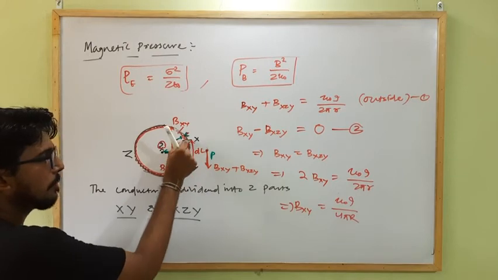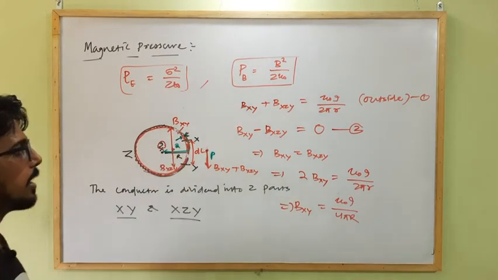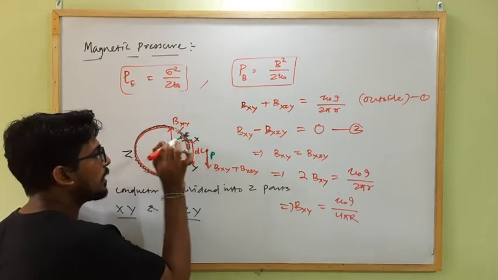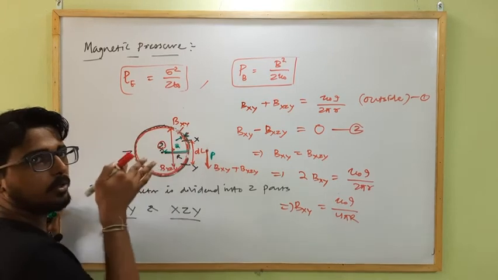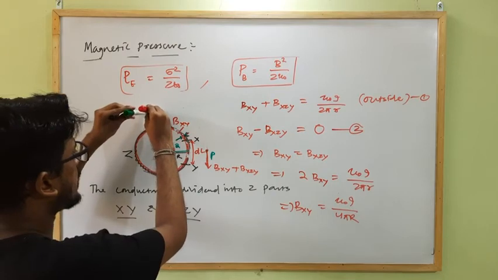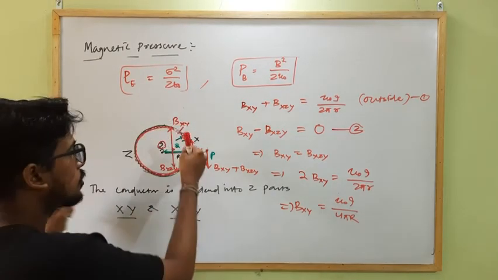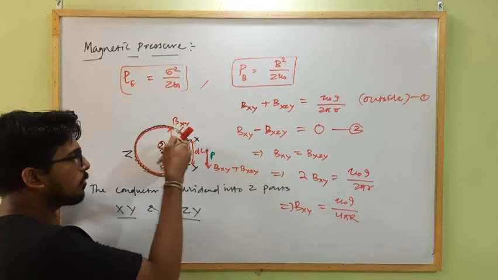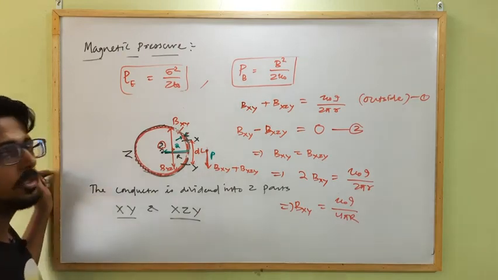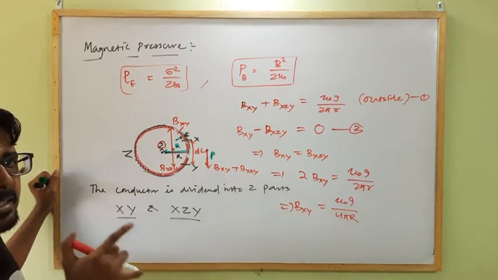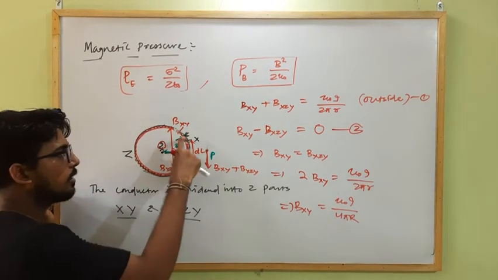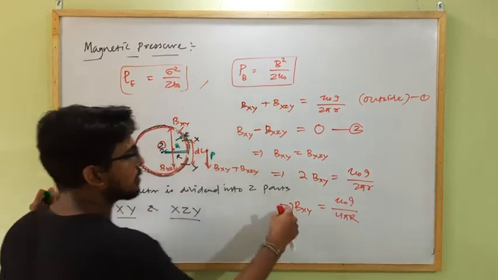Clear? So mu naught I by 4 pi r is B of xy at this point due to only this segment. Now we have to calculate the pressure at this point. As we already know, when two current carrying conductors carry current in parallel directions, they attract each other with a force, and that force is mu naught I1 I2 by 2 pi d. Clear?